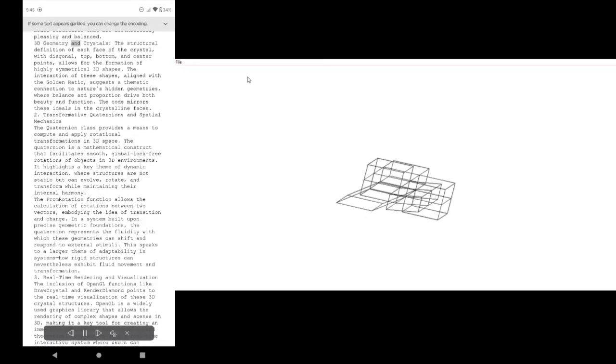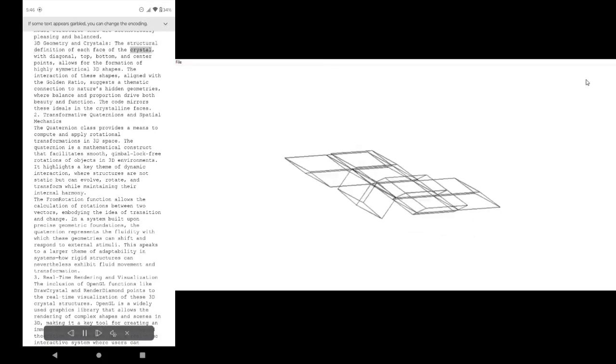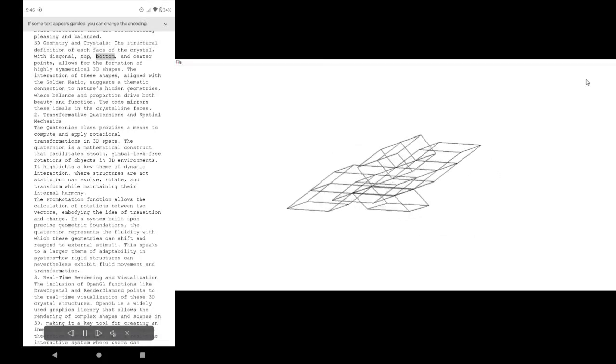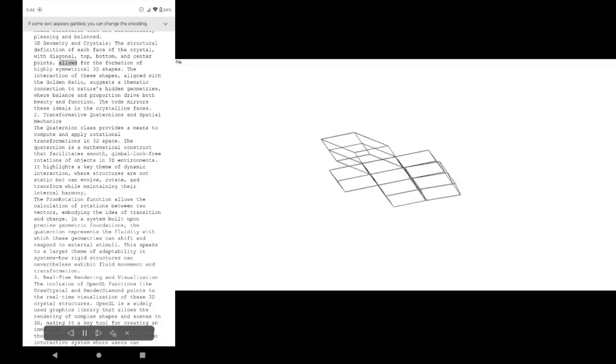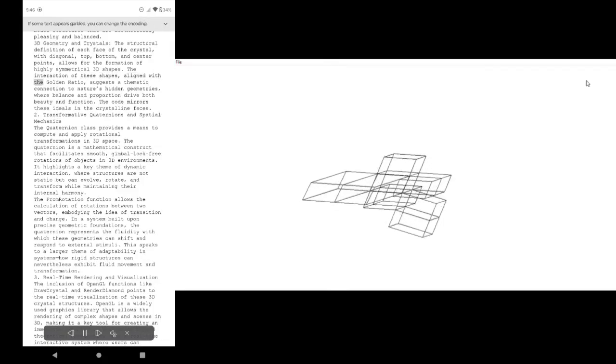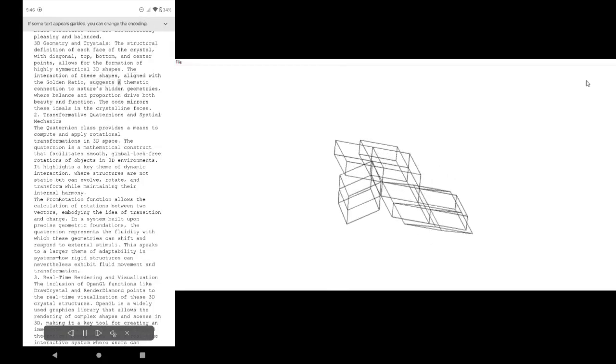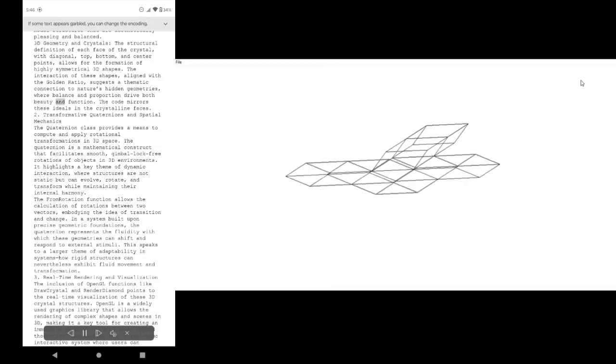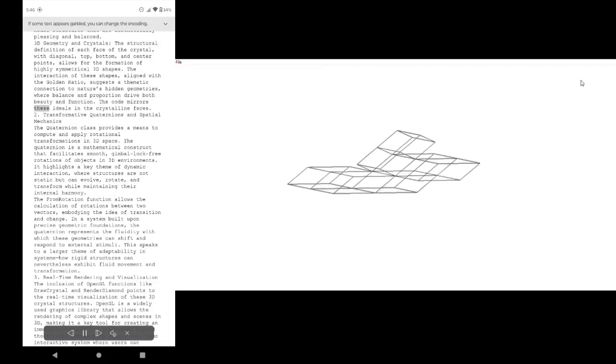3D geometry and crystals. The structural definition of each face of the crystal, with diagonal, top, bottom, and center points, allows for the formation of highly symmetrical 3D shapes. The interaction of these shapes, aligned with the golden ratio, suggests a thematic connection to nature's hidden geometries, where balance and proportion drive both beauty and function. The code mirrors these ideals in the crystalline faces.